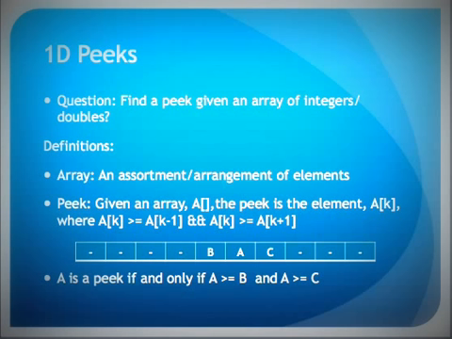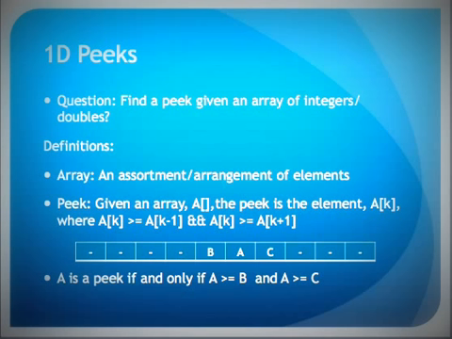So first we need to define some terms. An array. Hopefully you already know what an array is, but just to give a quick definition, it's an assortment or arrangement of elements. Those elements could be of any type, depending on what language you're using, maybe Scala or Python. You can have many different types within an array. Usually if you're using Java or some other very strictly static object-oriented programming language, then it has to be of the same type. But there are ways to get around that.